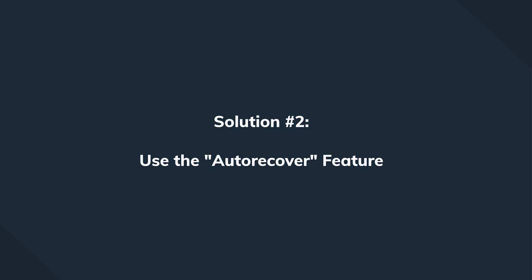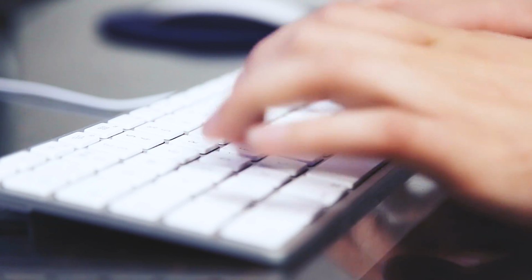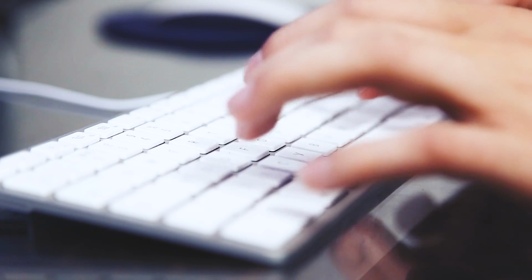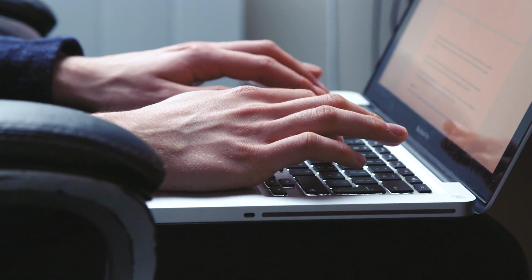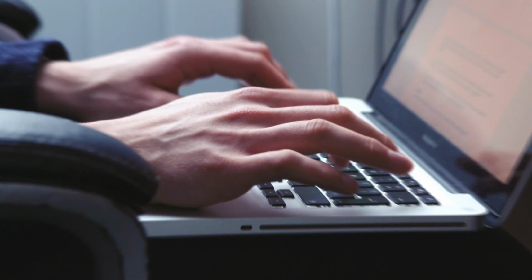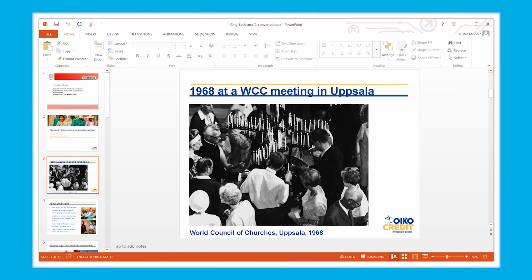Using the AutoRecover feature is another way of recovering unsaved presentations. This feature lets PowerPoint automatically save your files to a directory without you actually saving the file. But know that this method will work only if you had the auto-recovery feature turned on before losing your file.